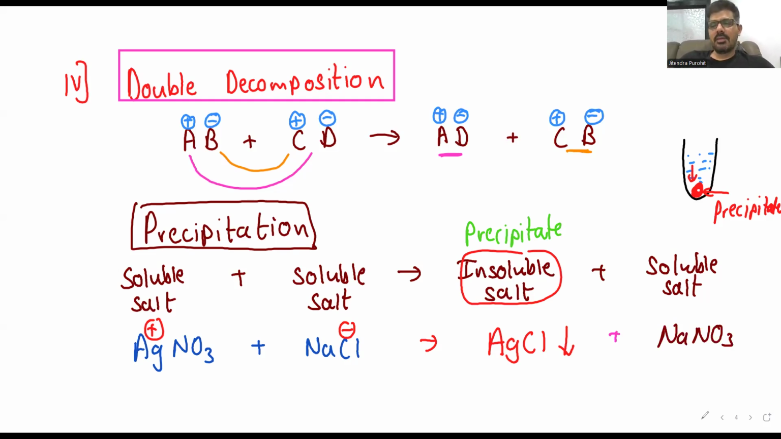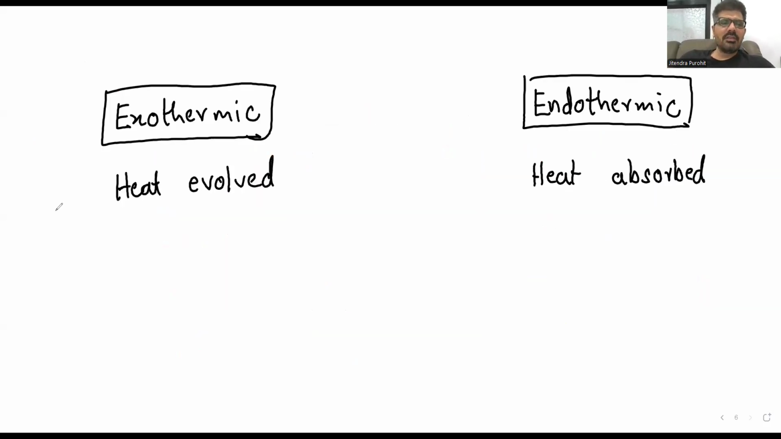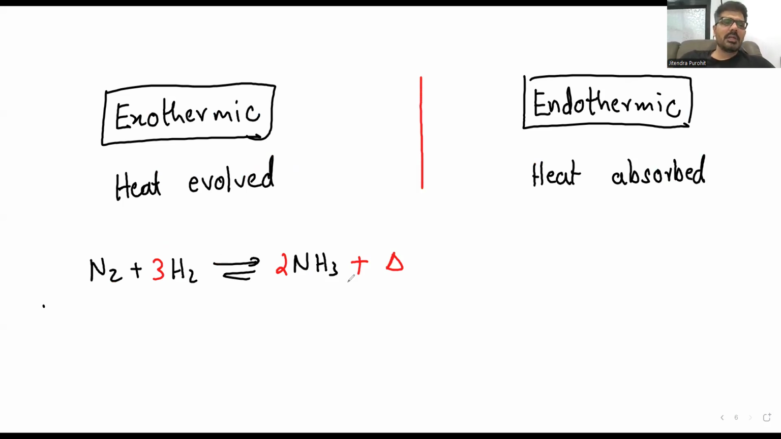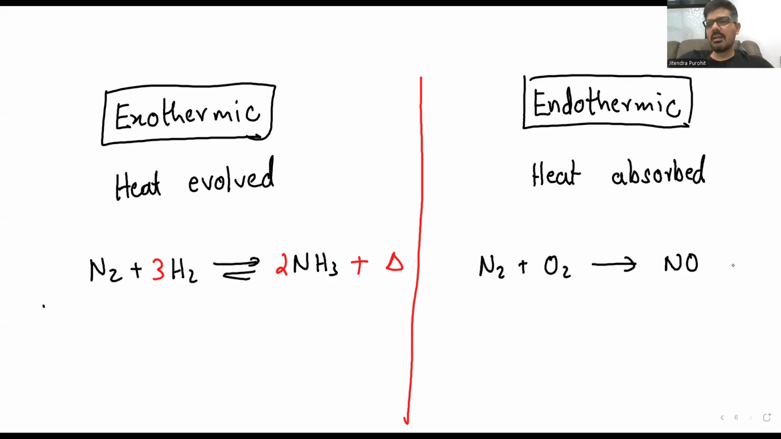Then beta, we have exothermic and endothermic reactions. In exothermic reactions, heat is evolved. If I take this reaction, nitrogen plus hydrogen, this reaction is reversible. I get ammonia. Whenever an exothermic reaction is there, we write plus triangle. Then we go for endothermic. Endothermic means heat is absorbed. So we write N2 plus O2 gives you NO, and here we write minus triangle. We need to balance this. I put here 2. Clear?